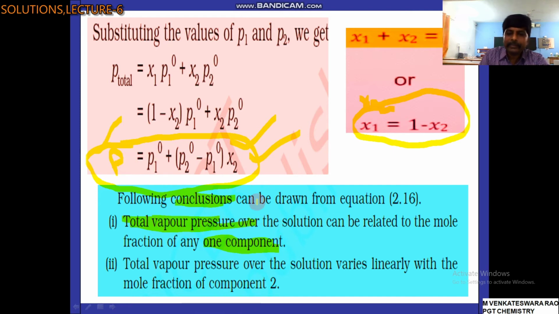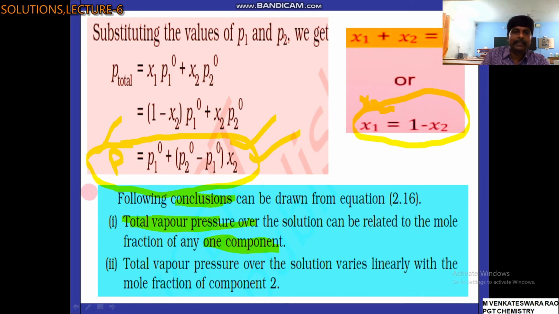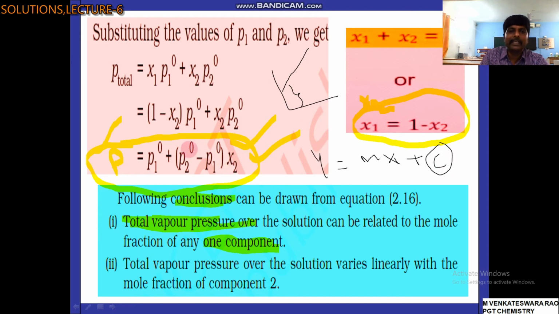Second point: this main equation is like a straight line equation. It is in the form of y is equal to mx plus c. It is a straight line equation. What is the intercept, c? Here the intercept is P1 naught.